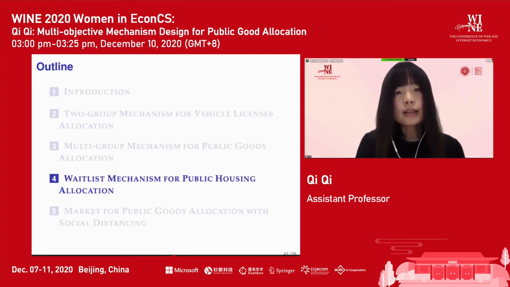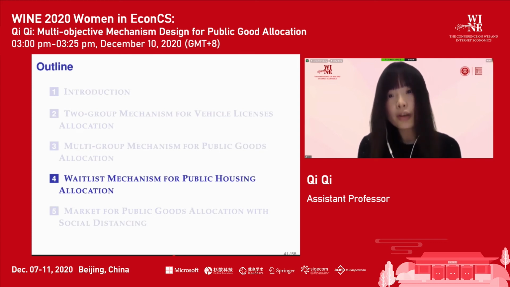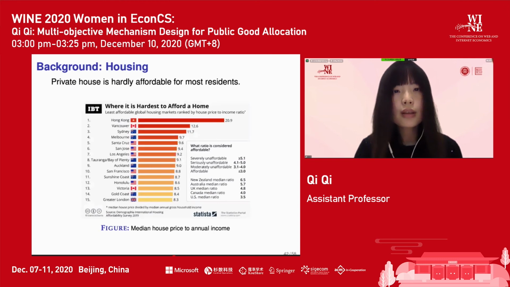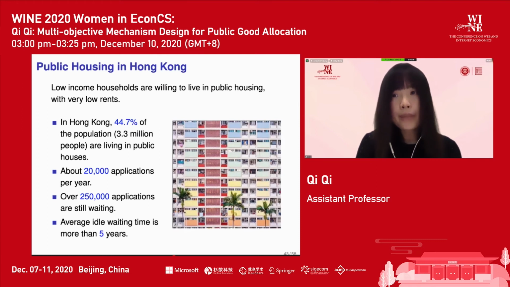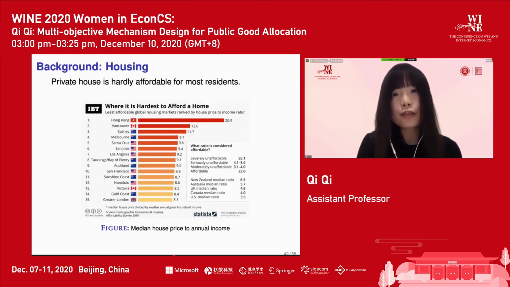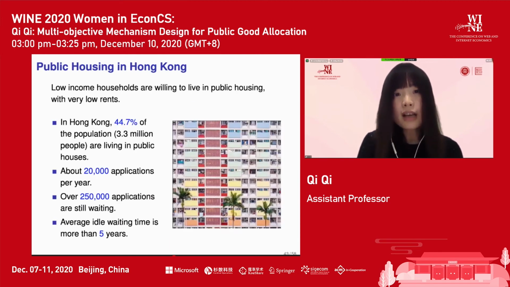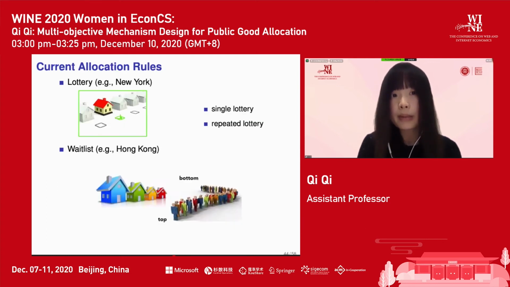Another application is public housing allocation. It's a problem a lot of researchers are working on, because private housing is hardly affordable for most residents, and this happens in most big cities. For example, in Hong Kong, more than 44% of the population lives in public housing. So how to allocate public housing is a very important problem. Current mechanisms are, for example, the lottery in New York and the waitlist mechanism in Hong Kong.